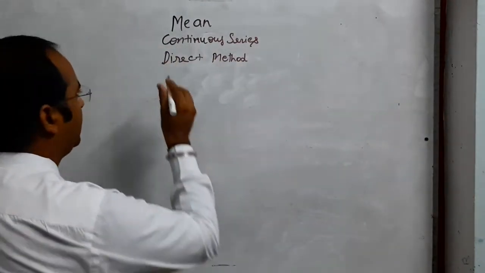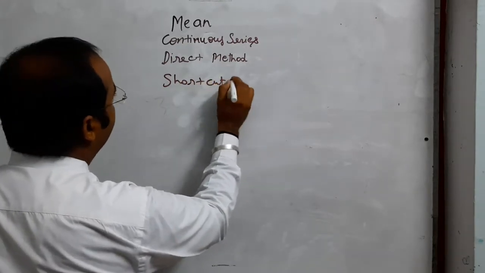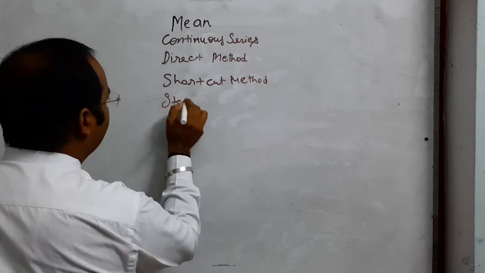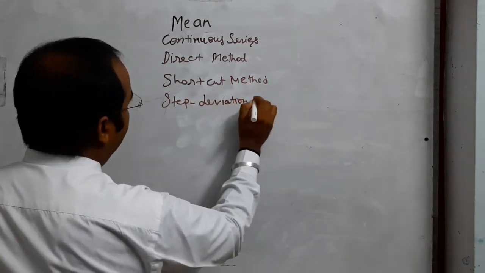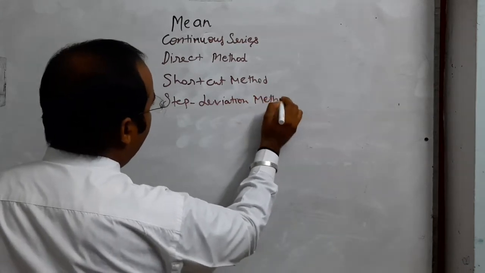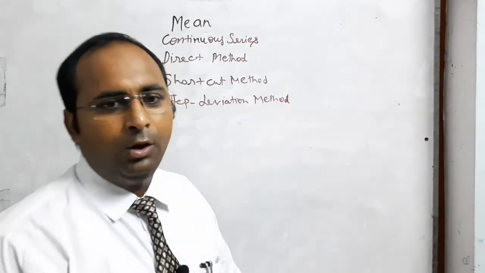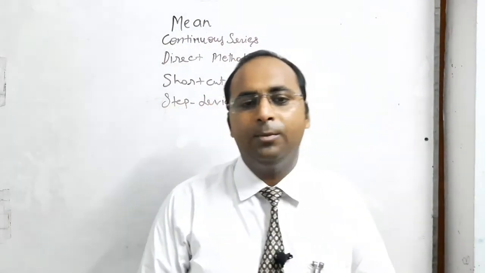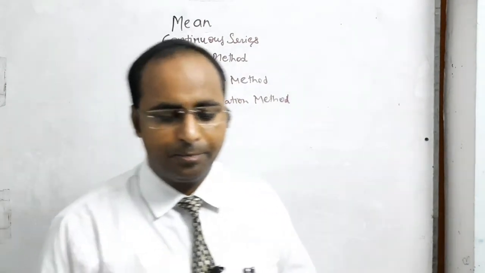First is the direct method, second is the indirect or shortcut method, and third is the step deviation method. By these three ways we calculate mean. Today I will tell you how to calculate mean in continuous series with the direct method.